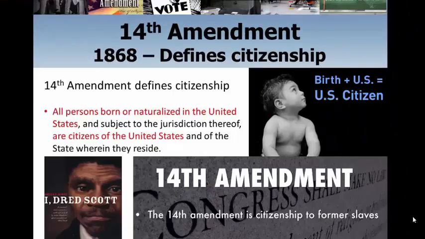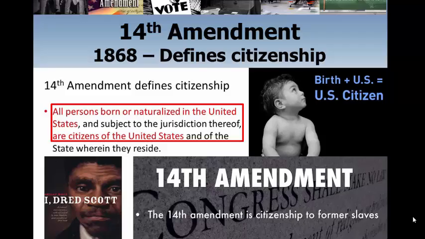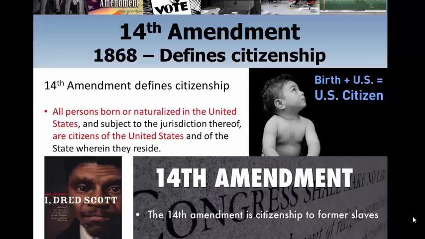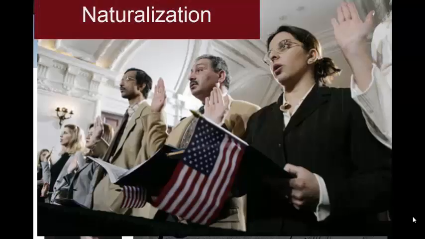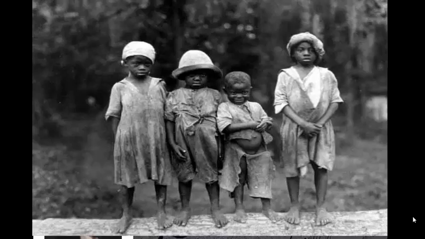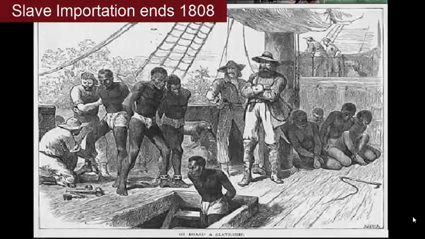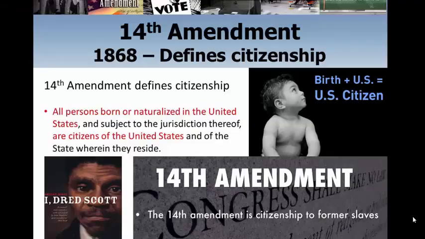So the first part of the amendment defines who citizens are as, quote, "all persons born or naturalized in the U.S." Now, most of you who watched our video on citizenship know that naturalization is the process of becoming a U.S. citizen. For the newly freed slaves, none of them had been naturalized. However, they had almost all been born in the United States because the importation of slaves, which brought slaves from Africa to America, had ended in 1808.